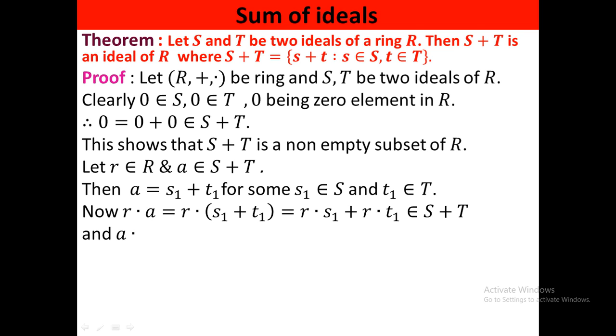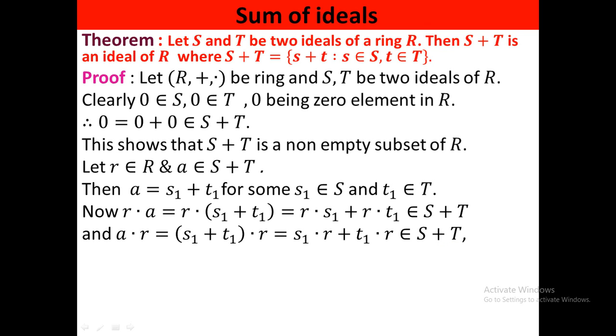And similarly, A dot R is also an element of S plus T, because here we use the right distribution of multiplication over addition. This will be S1 dot R plus T1 dot R. S1 dot R is an element of S and T1 dot R is an element of T.